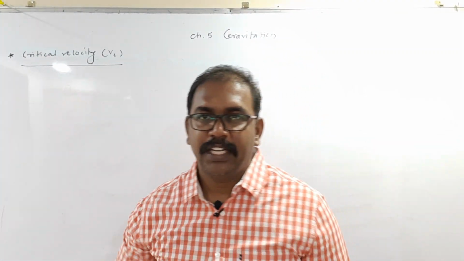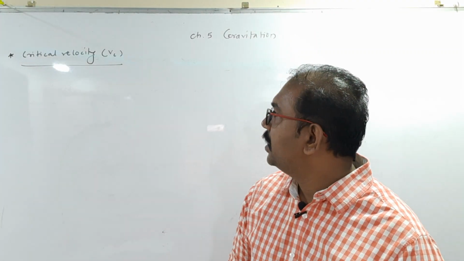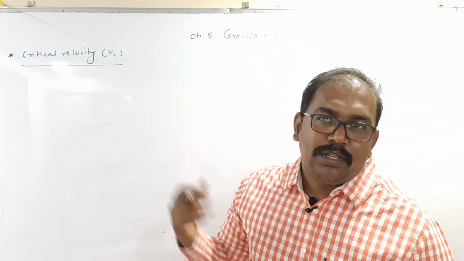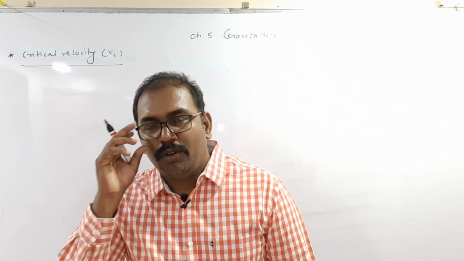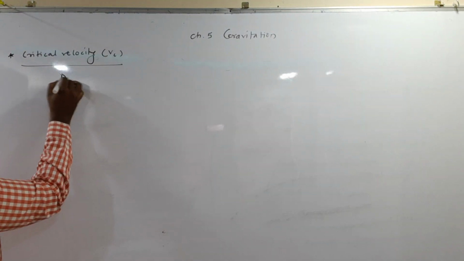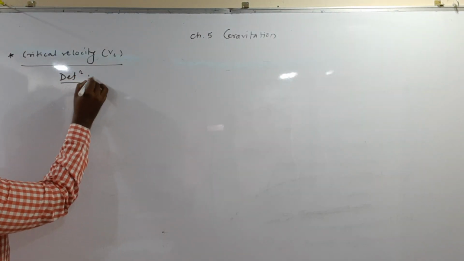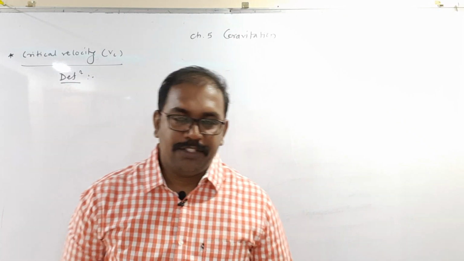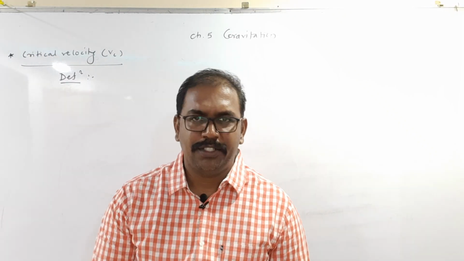Now we start critical velocity from gravitation. We already used the term critical velocity in the procedure to launch a satellite. Now, what is critical velocity? A question may be asked: what is critical velocity? Obtain its expression. Derive its expression.